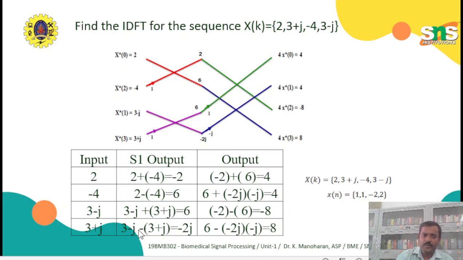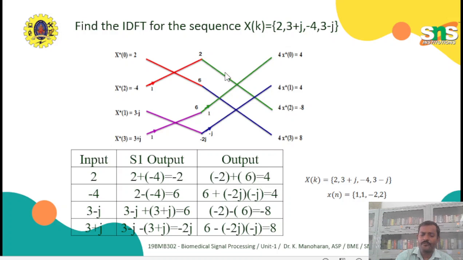Now come to the down leaf. Instead of addition, we need to perform subtraction. So 3 minus j minus 3 plus j. If you multiply the minus inside, it becomes minus 3 minus j. So minus 3 plus 3 will be cancelled, minus j, here also minus j, we get minus 2j. So this is the first stage output: minus 2, 6, 6 and minus 2j.